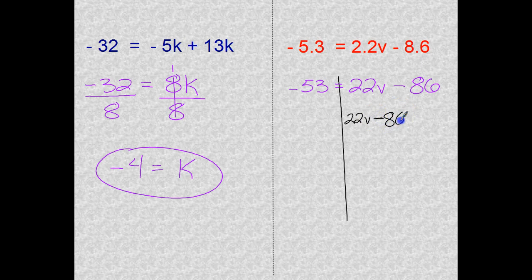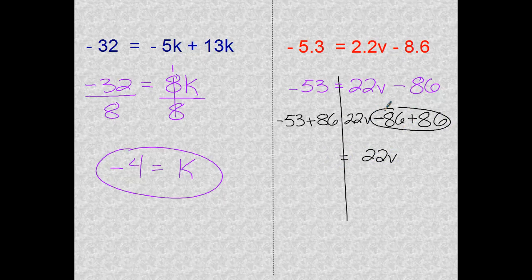Minus 86 plus 86, both sides. And we have 22V, those are gone, those turn into zeros, and a negative 53 and a positive 86. We have those alternating signs, so we're going to do the opposite and subtract those numbers. So let's come down here and subtract them out.